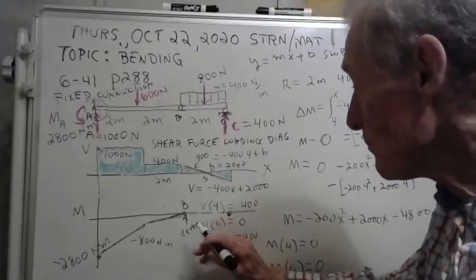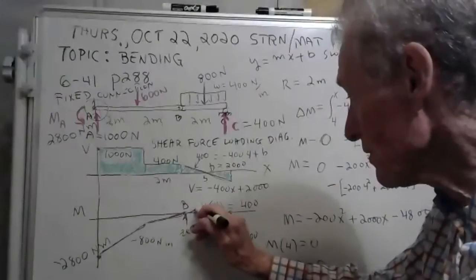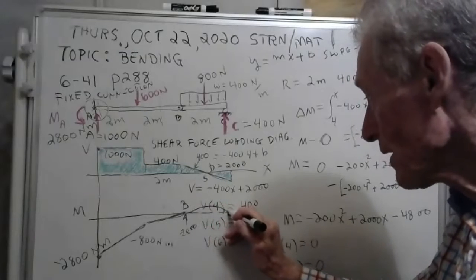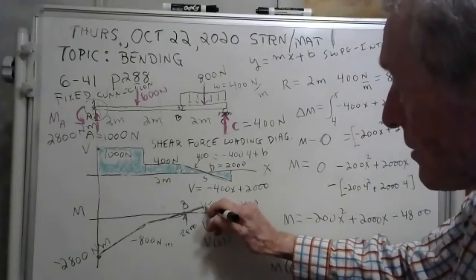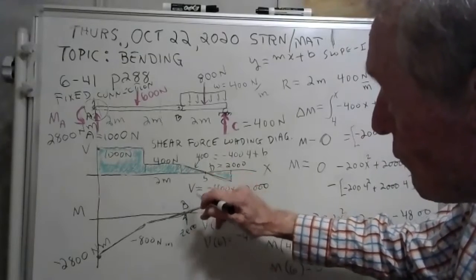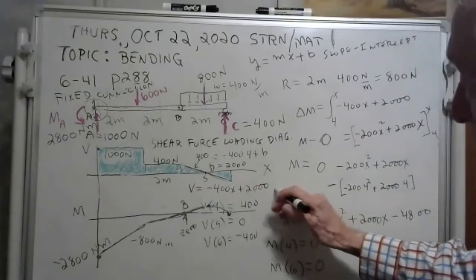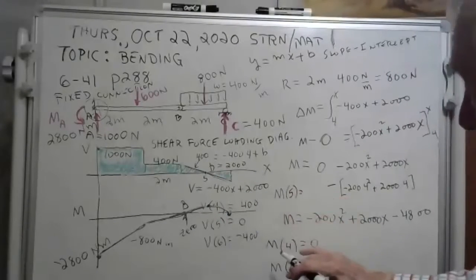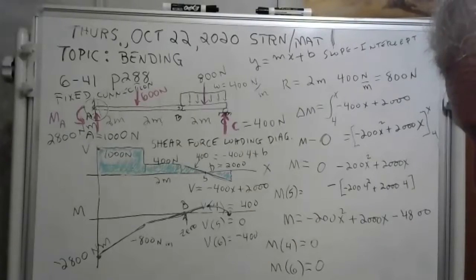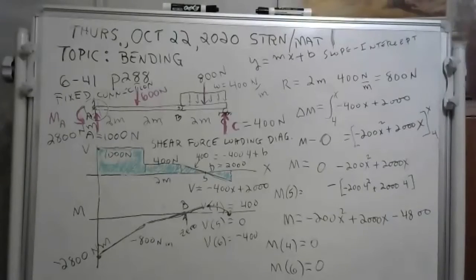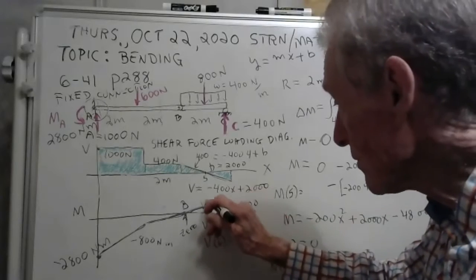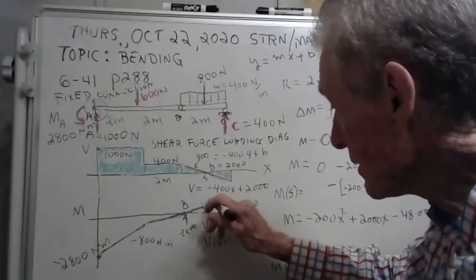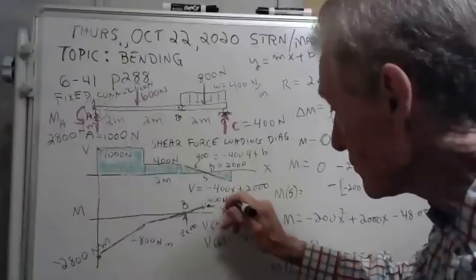Now, what we're really interested in, see what's going to happen is this thing's going to come up, peak out, and go back down to 0. That's what it does. And we're kind of interested in that point right there. That coincides with 5 meters. Let's plug in 5 meters. The bending moment at 5 meters is negative 200 times 25 plus 2,000 times 5 minus 4,800. I'm getting 200. This value right here, it peaks out at 200 Newton meters.